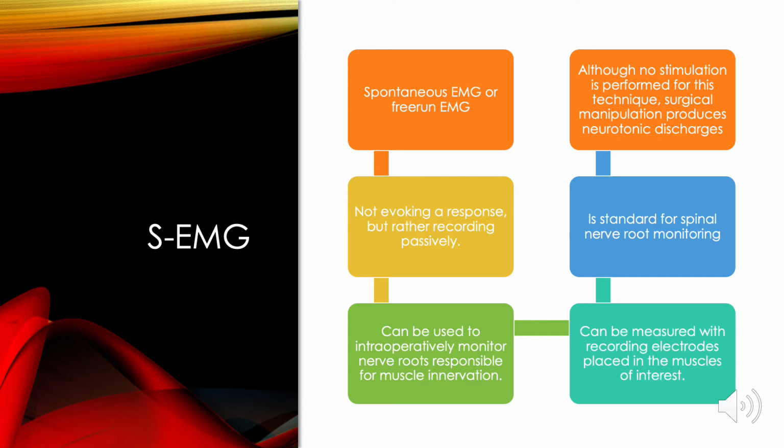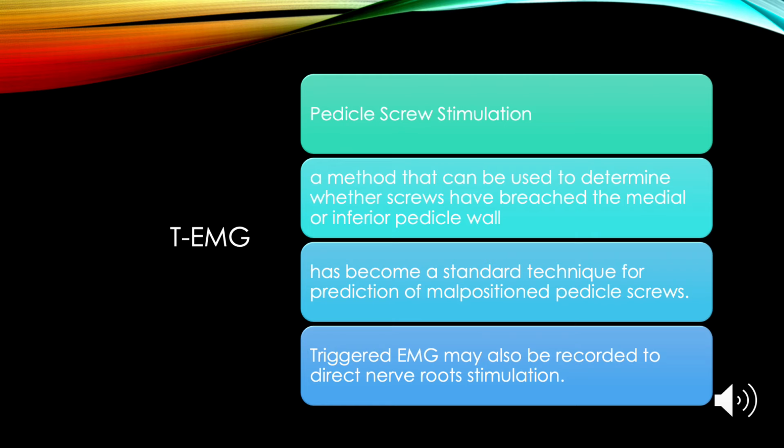Spontaneous EMG is standard for spinal nerve root monitoring, which should be recorded from myotomes that are innervated by the nerve roots involved in the specific surgery, again, as I've said earlier. Now, this is important, even though no stimulation is performed for this technique, surgical manipulation such as pulling, stretching, or compression of nerves produces neurotonic discharging, which results in activity in the corresponding innervated muscles. Now, on the other hand, we have triggered EMG.